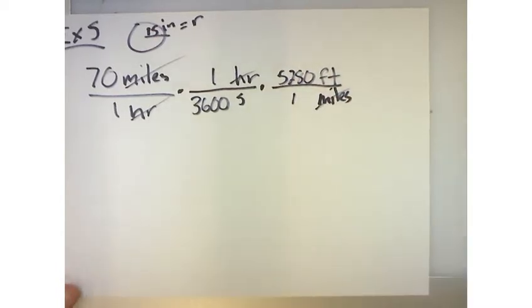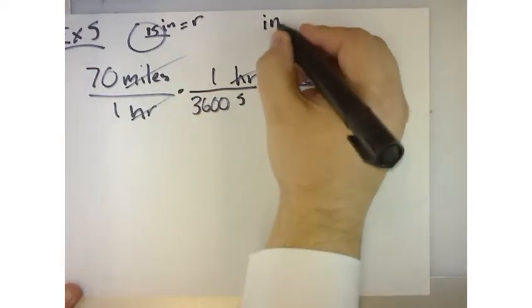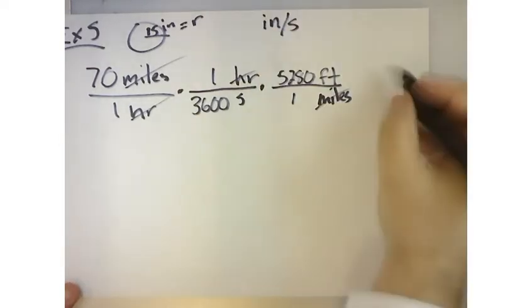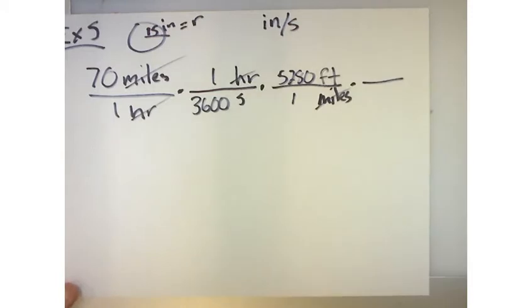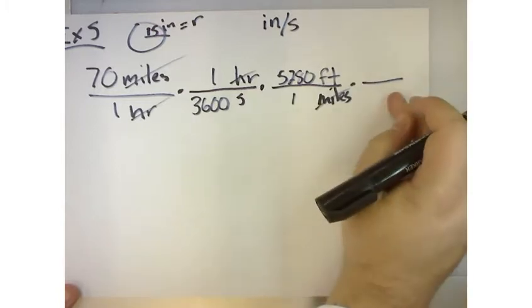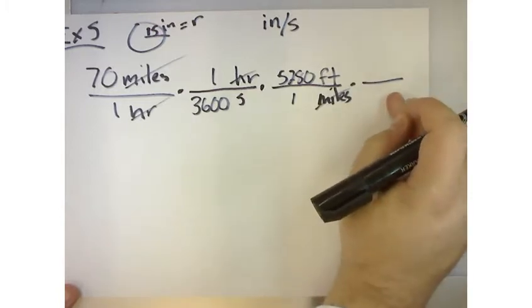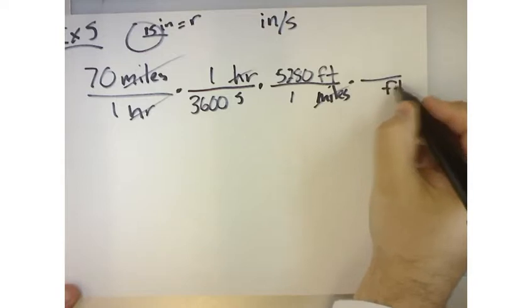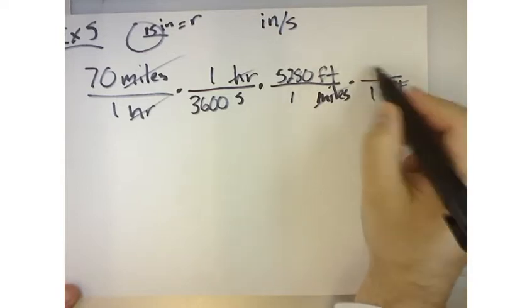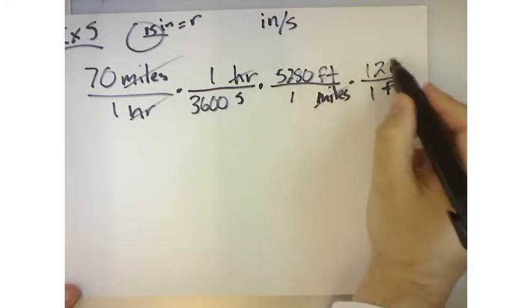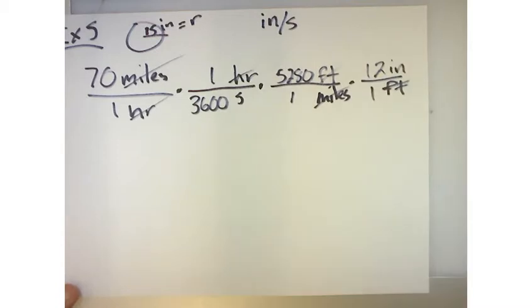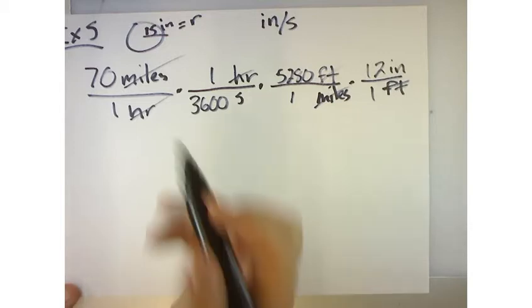Are we where we need to be yet? No, because the question wants to know inches per second. So feet and inches. What's the relationship between a foot and inches? 12 inches is a foot. What goes here? Inches or feet? Feet. How come? Because we want to cancel. 1 foot equals 12 inches. Alright. So if you multiply that all the way across.